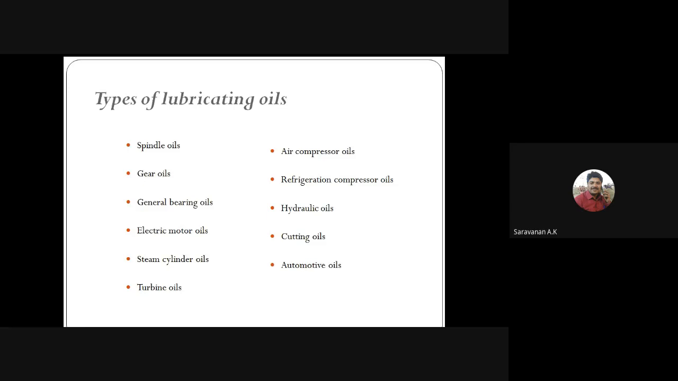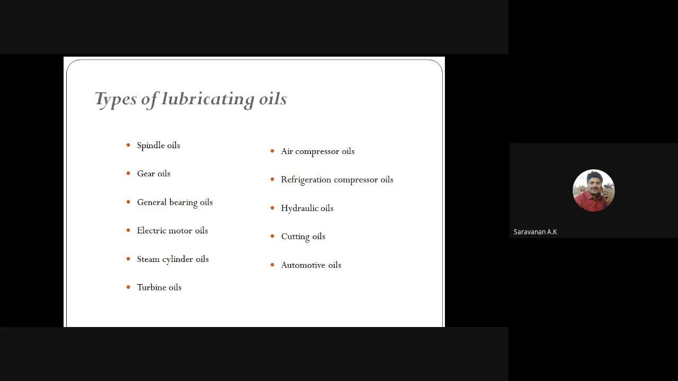Here we can use straight mineral oils, that is, plain mineral oil is preferred for the refrigeration compressor oils. Then the general bearing oils. In the general bearing oils, viscosity is an important property. Why? Because the bearing rotates continuously at high speed, at different speeds and under different load conditions. The temperature may be considerable, so the viscosity index may vary. For that condition we have to use different types of lubricating oils in the bearings.